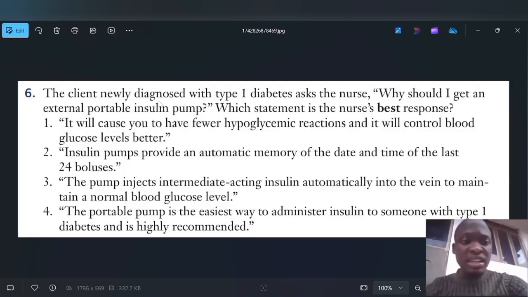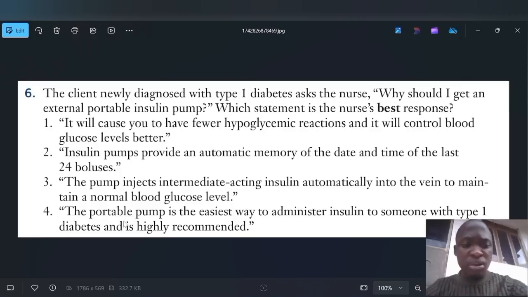Alright, number 6, the client newly diagnosed with type 1 diabetes asks the nurse, why should I get an external portable insulin pump? Which statement is the nurse's best response? Number 1, it will cause you to have fewer hypoglycemic reactions and it will control blood glucose levels better. Number 2, insulin pumps provide an automatic memory of the date and time of the last 24 balances. Number 3, the pump injects intermediate acting insulin automatically into the vein to maintain a normal blood glucose level.